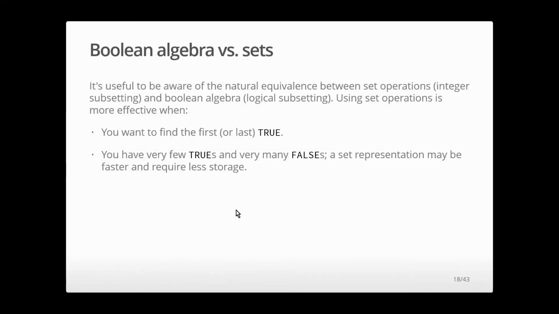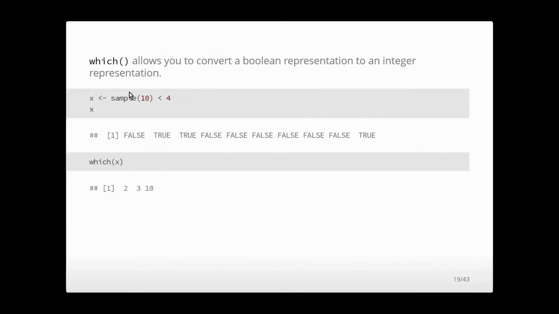All right, and then we have Boolean algebra, which is your true and false, and those combinations of those things. And then we have sets, like 1, 2, 3, and things like that. So Boolean algebra is used for the logical subsetting. Integer subsettings for set operations. We'll talk about this.